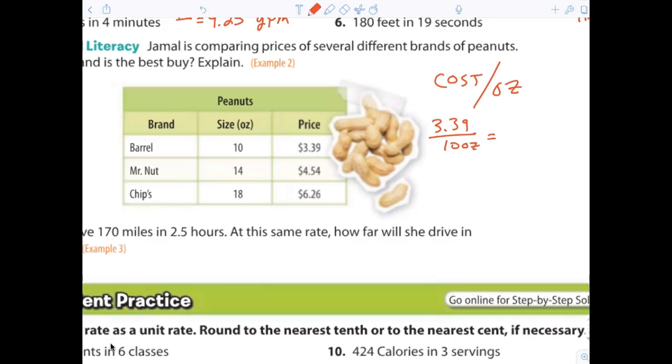Now divide that out, which we don't need a calculator for. That would be 0.339 per ounce. That's how easy it is. Wouldn't it give you 34 cents? Yeah, we can round that to 34 cents. But if the others are close to 33 cents, I want to make sure I get the right one. All right? So now, for the next brand, you're doing 4.54, and you're dividing that by 14.